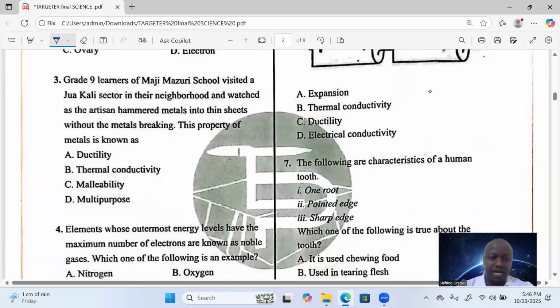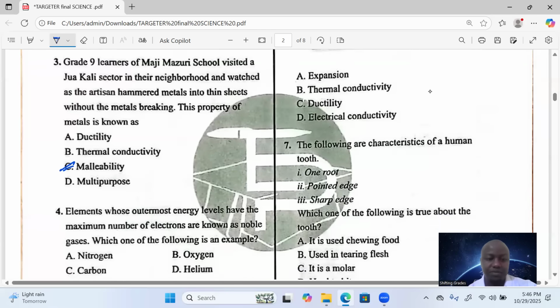Look at number 3, ladies and gentlemen. Grade 9 learners of Maji Mazuri School visited a Jua Kali sector in their neighborhood and watched as the artisan hammered metals into thin sheets without the metals breaking. This property of metals is called malleability. The ability of metals to be hammered into thin sheets without them breaking is called malleability.